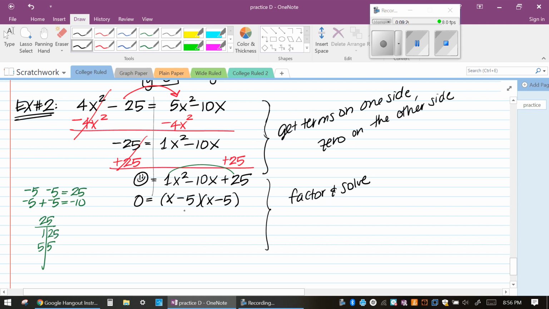Now I'm going to set them equal to 0, but since they're the same exact binomial, you don't have to solve both of them individually. They're going to give you the same answer, so you really only need to solve it once. Your solution here is 5.